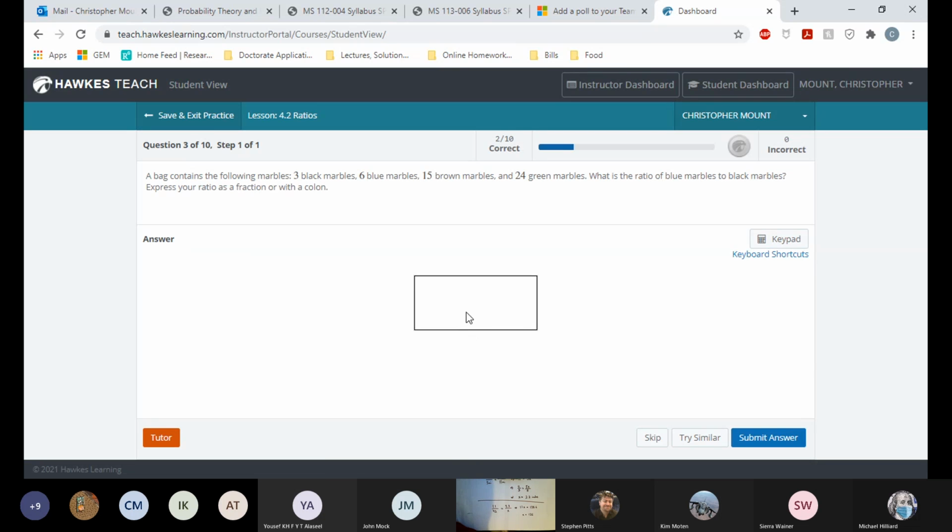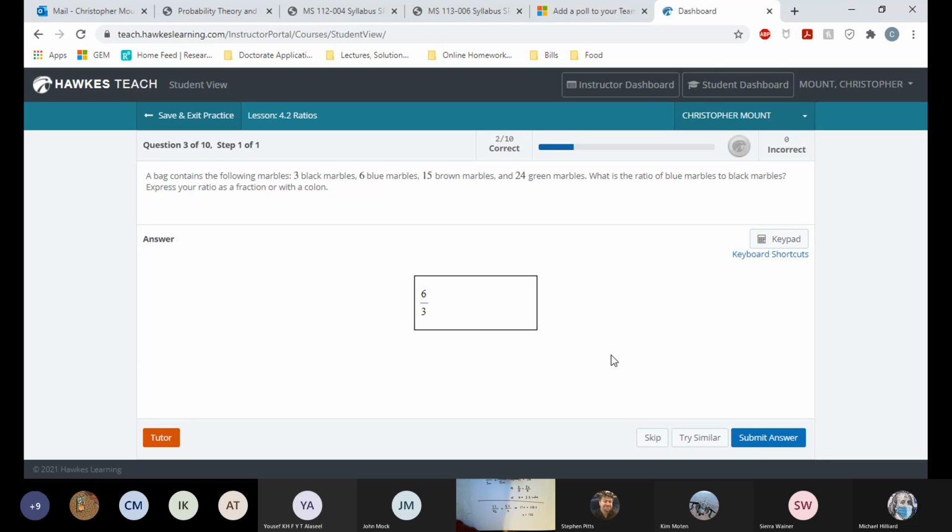All right, this is straight up asking, what is the ratio here? So ratio of blue marbles to black marbles. So I see that there are 6 blue marbles and 3 black marbles. So it's 6 to 3. It says express your answer as a fraction or with a colon. So I'll use a fraction and I'll say 6/3. They didn't ask me to simplify it. If I did, obviously it'd be 2 to 1, right?